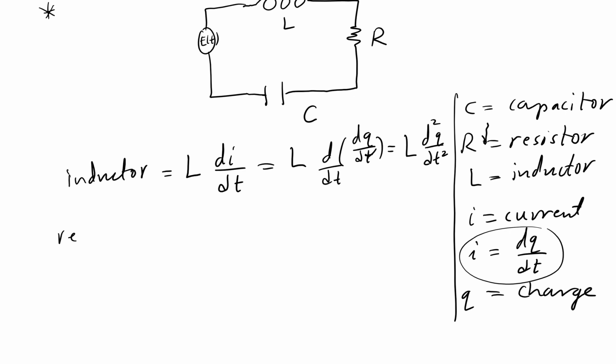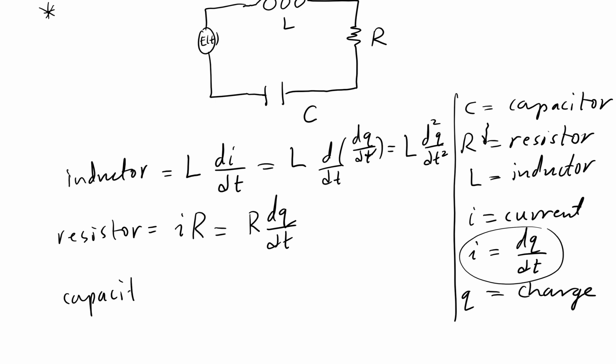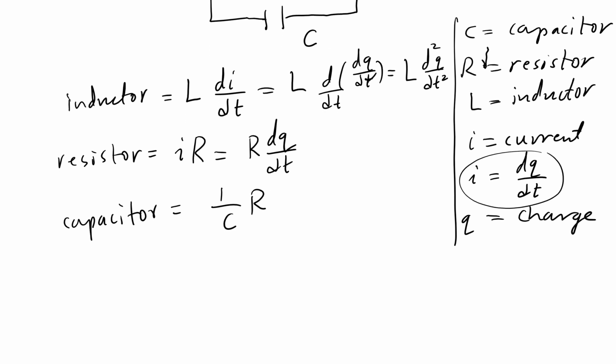For the resistor, the voltage is I times R. R stays the same and I is dq/dt. We have the capacitor, 1 over C times q. So what I'm showing you here is just how we apply physics within the differential equations.